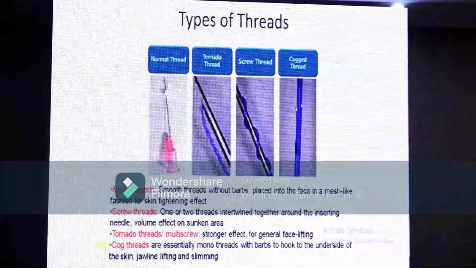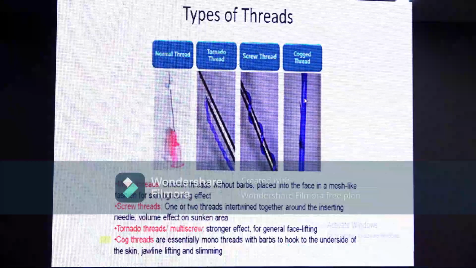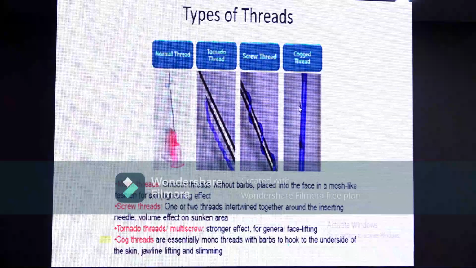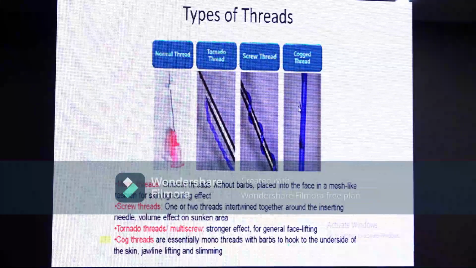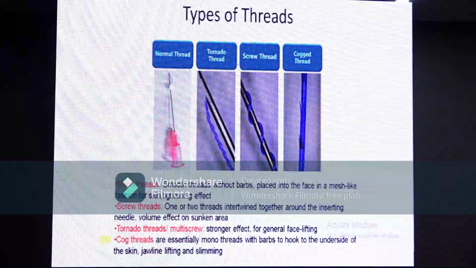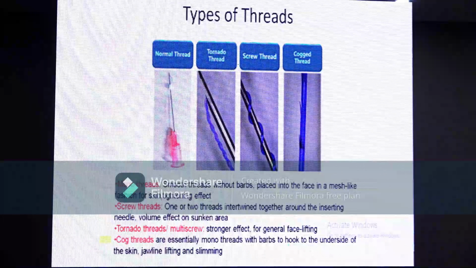Now, most important, which we will be using during our hands-on session. These are cog threads. You can appreciate these projections. These are called barbs. So these are like monothreads, but the only difference is that these barbs are present over these cog threads. These projections help to hook the underside of the skin, lift the jawline, and they cause slimming of the face.